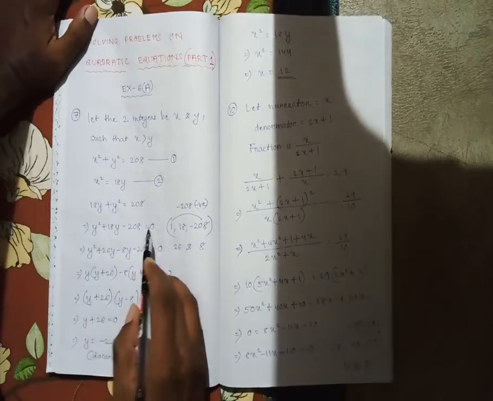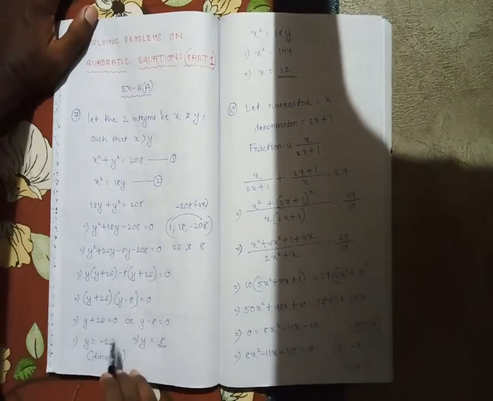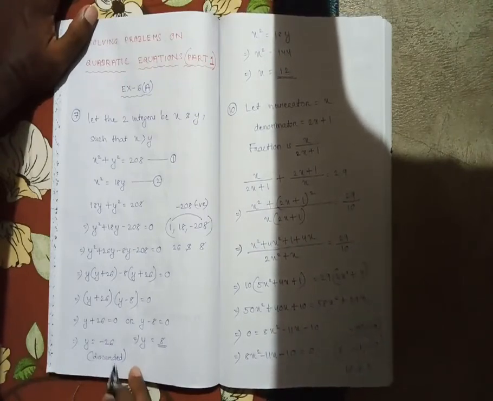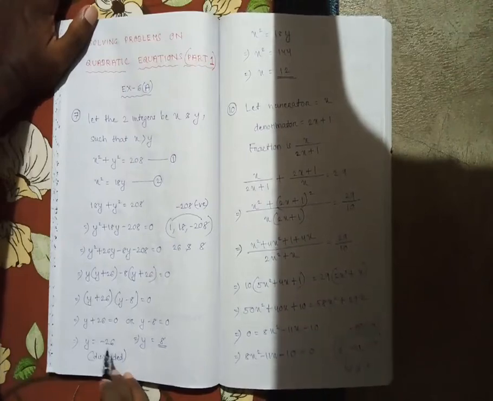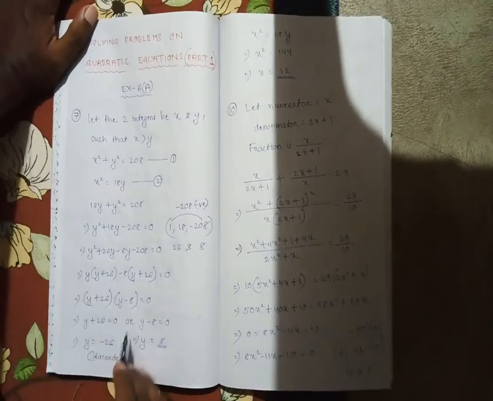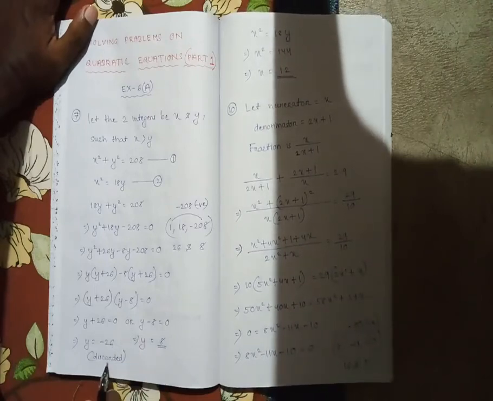You know how to solve it. On solving you will get y is equal to minus 26 or y is equal to 8. Minus 26 is not possible. It is given already that the integers are positive, so we cannot take minus 26, so it is discarded. So the value of y is 8. So one of the integers is 8.